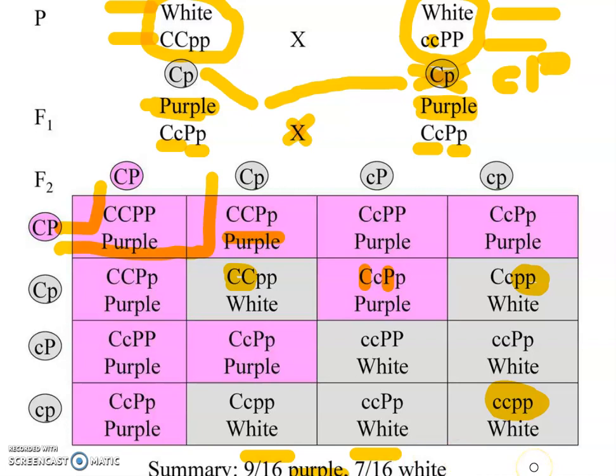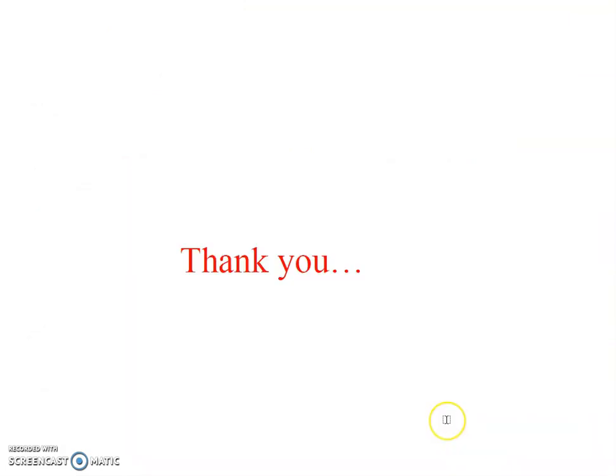So in complementary genes we can summarize this: both genes are required for production of color. If one gene is missing or recessive, color is not developed. This is a modification of Mendel's dihybrid ratio 9:3:3:1, but here the dihybrid ratio is 9:7. Thank you.